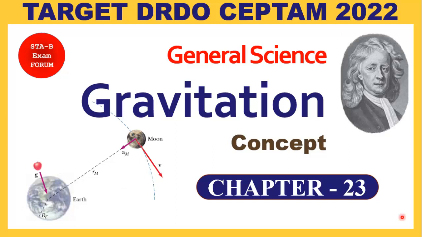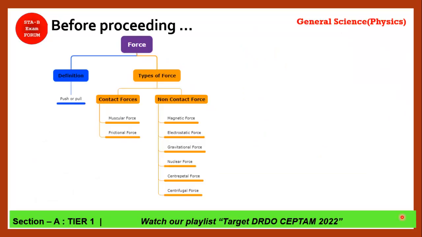So students, in Target DRDO CEPTAM 2022 series, we have come up with a new chapter number 23, and in this video we are going to see gravitation in general science. Students, this chapter is very important for any technical exam, because from this chapter you can find at least one question. Before proceeding, you should know two things: what is force and what are the different types of forces.